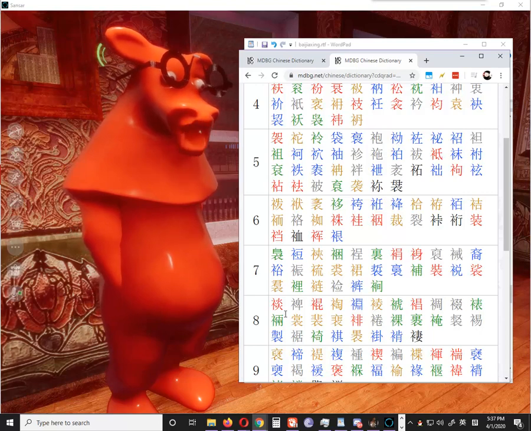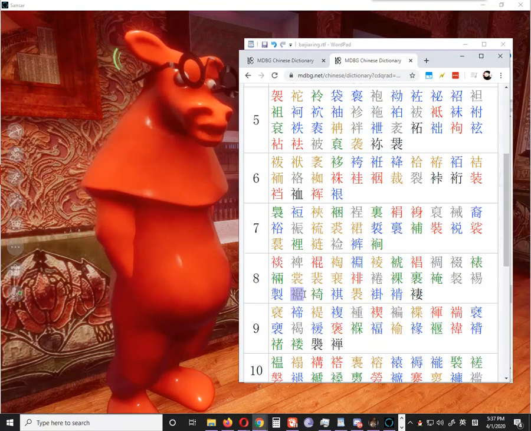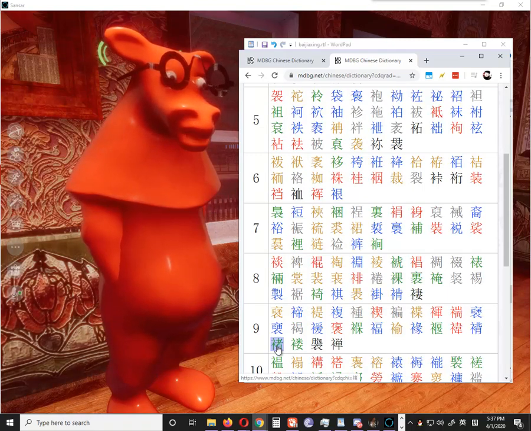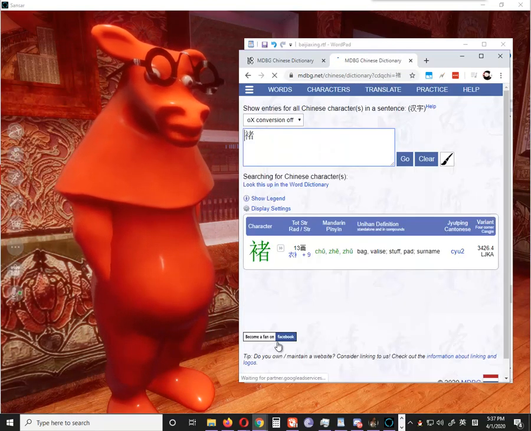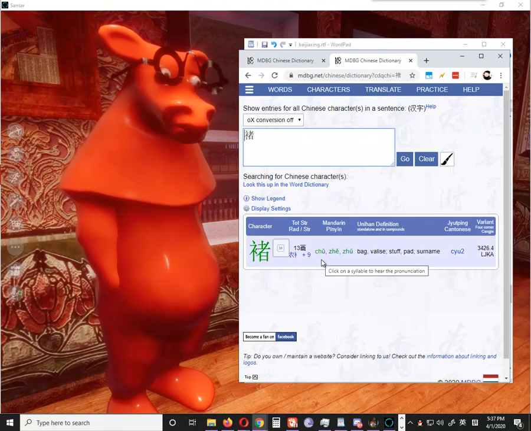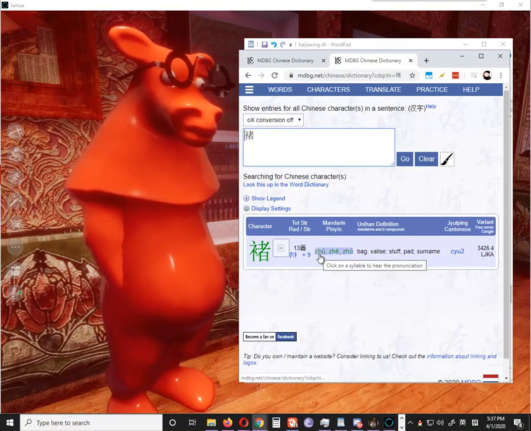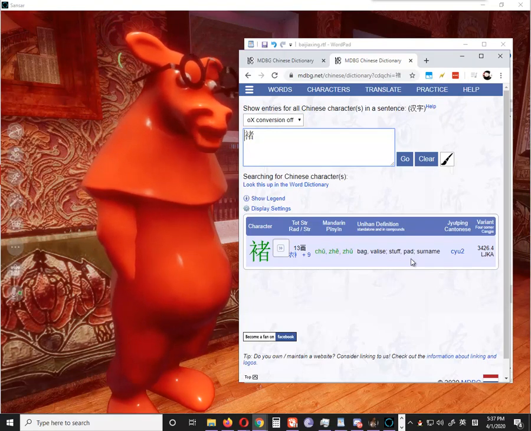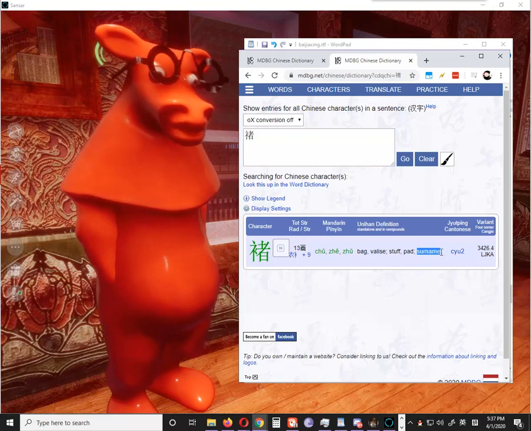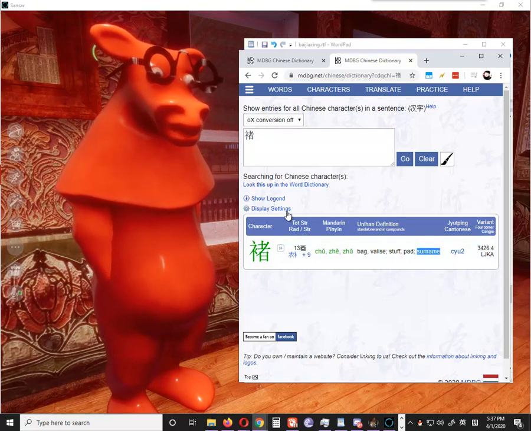Now, I would swear it's 8, but I'm going to have to look down here and oh, there it is. It's on 9. Yep, that's where my count is off, and you can see bag, valise, stuff, pad, or surname, and that's the one that we're looking for.